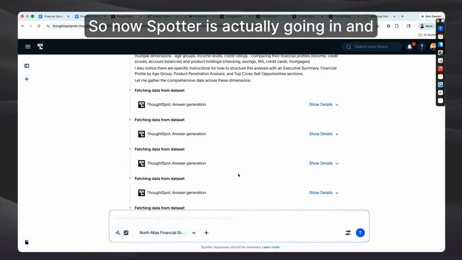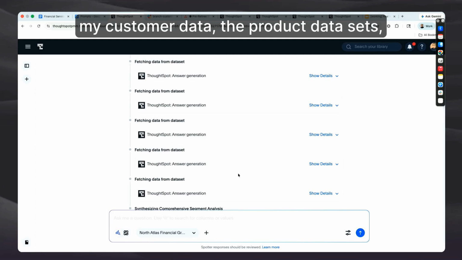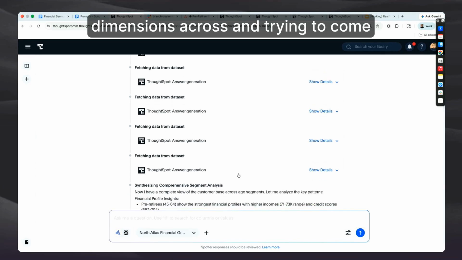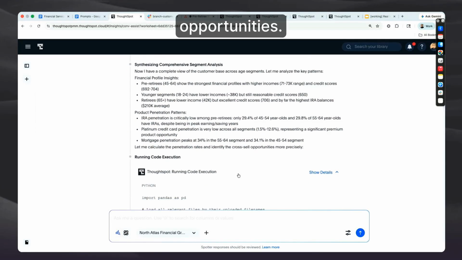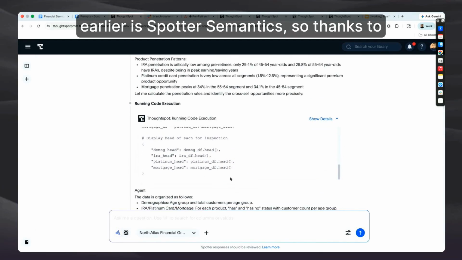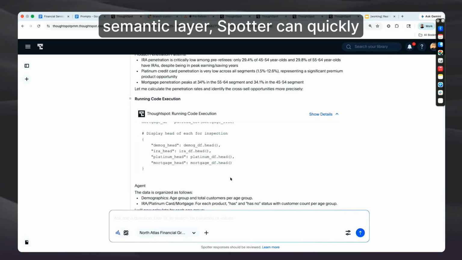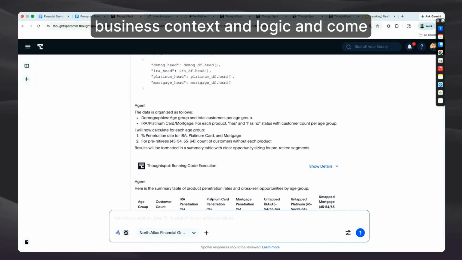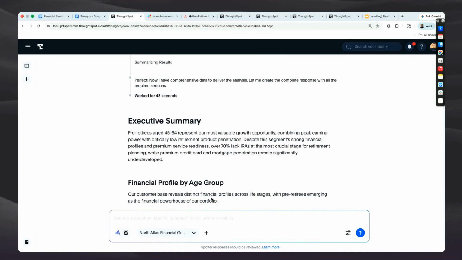So now Spotter is actually going in and starting to look at uncovering my data, my customer data, the product data sets. It's analyzing multiple dimensions and trying to come back with a recommendation around the opportunities. And one of the things Micheline mentioned earlier is Spotter semantics. So thanks to Spotter semantics, which is our agentic semantic layer, Spotter can quickly understand our financial services industry language and our bank's business context and logic, and come back and present to me an executive summary.